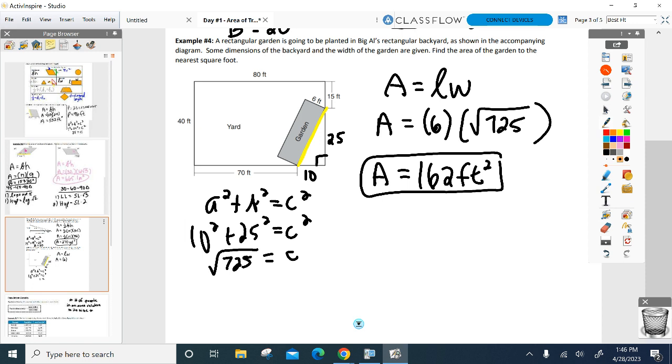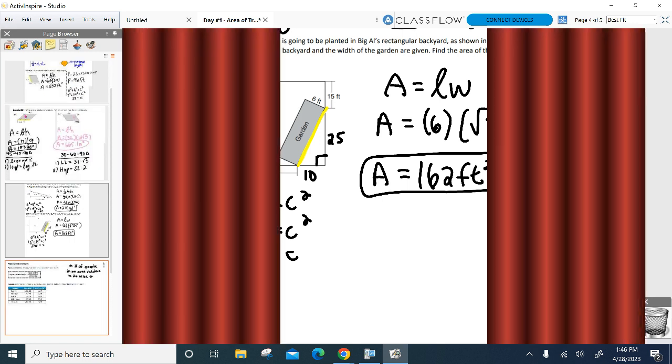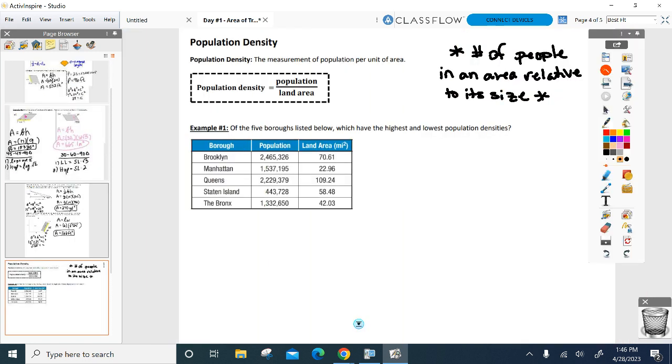Questions with anybody? All right. Last topic here, called population density. I don't know if they do it, and I don't think they do it in earth science anymore. Population density. Before, I've got a formula up there, but I don't want you to use the formula until you understand what this concept actually is. I put a little note up there: number of people in an area relative to its size.